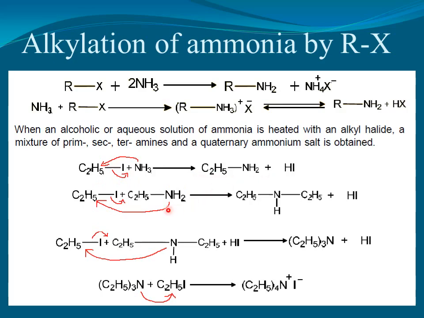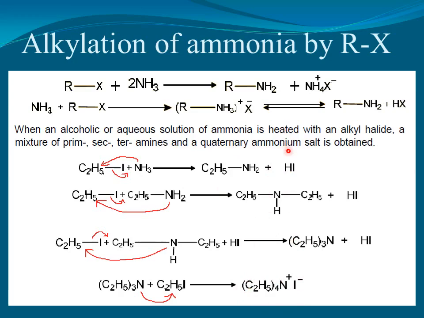The lone pair of this nitrogen is going to attach this ethyl group along with it, giving you a secondary amine. And this secondary amine is further going to react with another molecule of ethyl iodide, giving you a tertiary amine. Now students, this tertiary amine can further get alkylated to give you a quaternary ammonium salt.